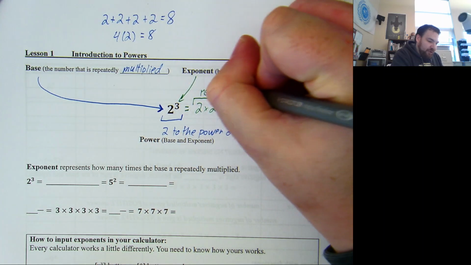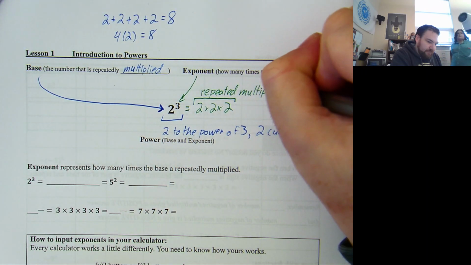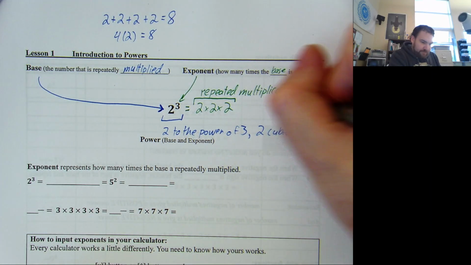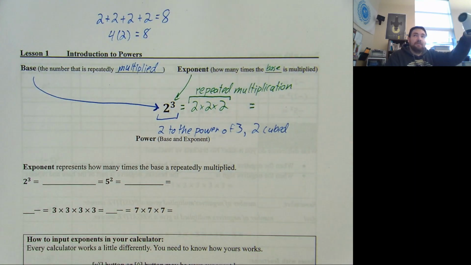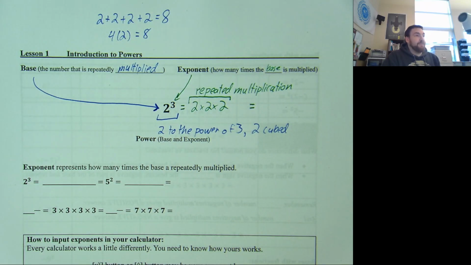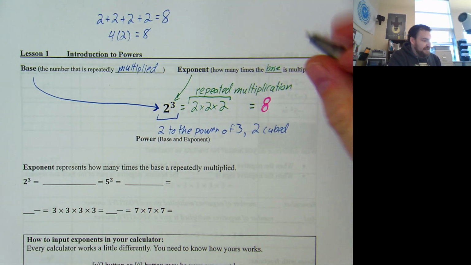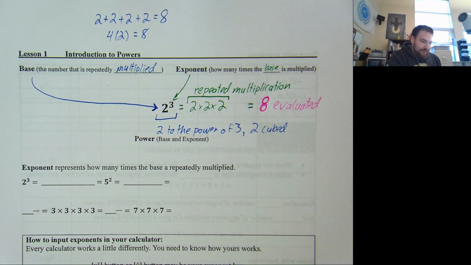We call this repeated multiplication. I'm going to grab a new color here. If we repeatedly multiply 2, 2 times 2 is? Times 2 again is 8. And so then we say that this is evaluated, is the language that we use here, evaluated or standard form.